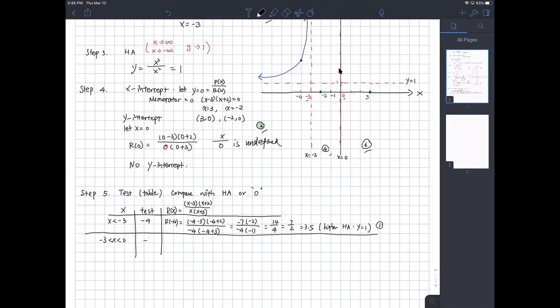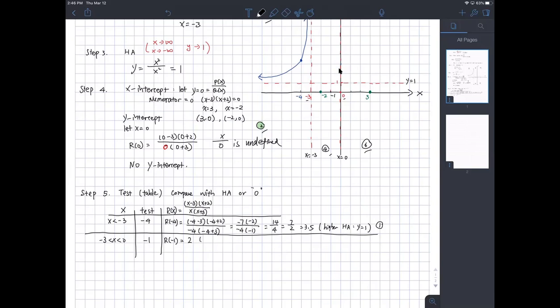So let's try for -1 right here. If I test on this -1, then r of -1, you're gonna do the same procedure. Then your r of -1 should be equal to 2. You can put that in your calculator or just calculate by hand. All right, so you got a 2 right here.